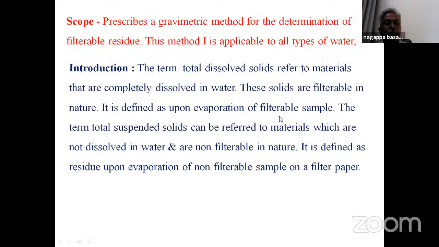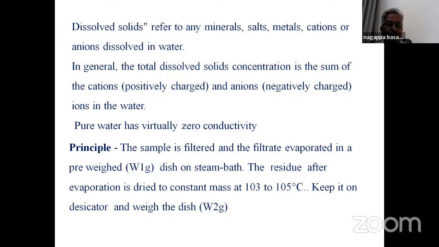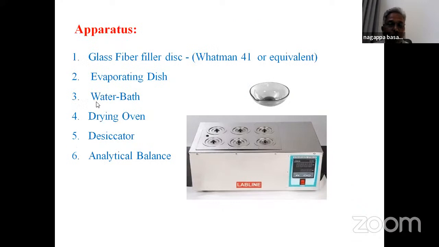For dissolved solids, there is a gravimetric method. The sample is filtered and the filtrate evaporated in a pre-weighed dish on a water bath. The residue after evaporation is dried to constant mass at 103 to 105 degrees, kept in a desiccator, and then weighed. Do gravimetry: initial weight minus final weight for 100 ml of sample or a known volume of sample. A water bath, evaporating dish, oven, desiccator and balance are required. Four to five pieces of equipment are required. It is a simple test.